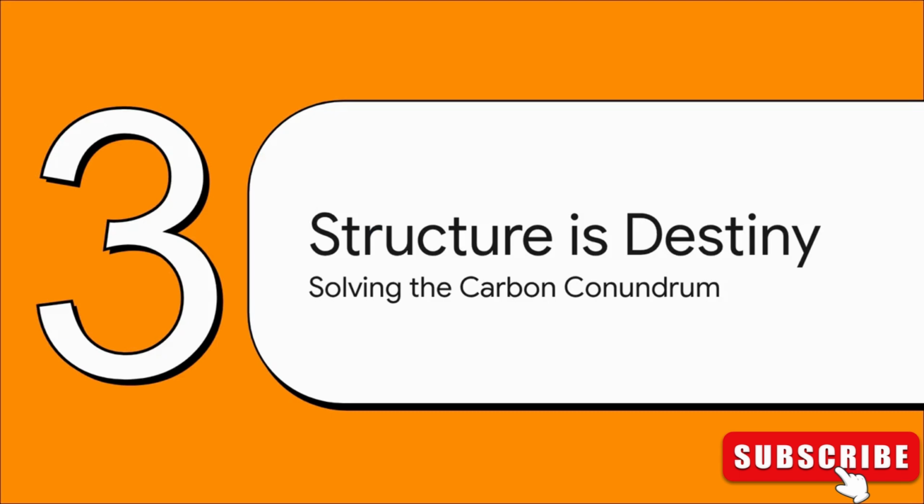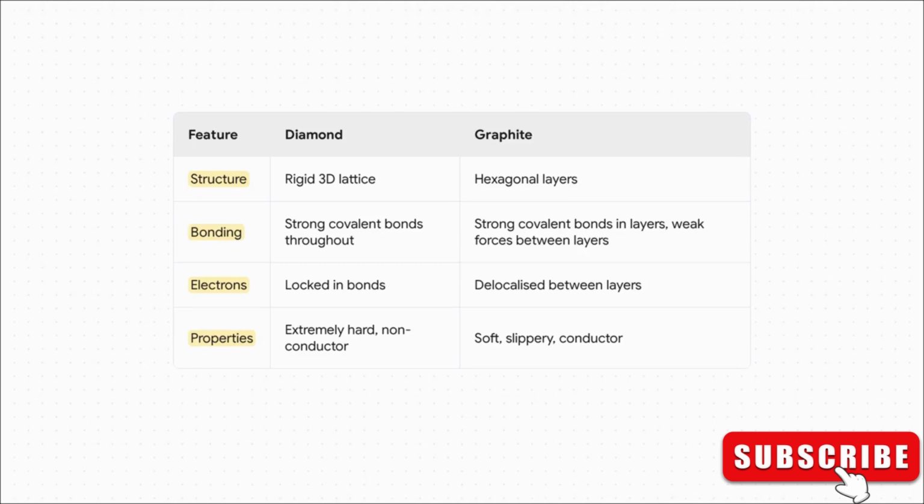Okay, this is it. This is the big reveal. We have all the clues in front of us. Let's put them all together and finally understand why, for an atom of carbon, structure truly is destiny. All right, let's break this down. Take a look at diamond.